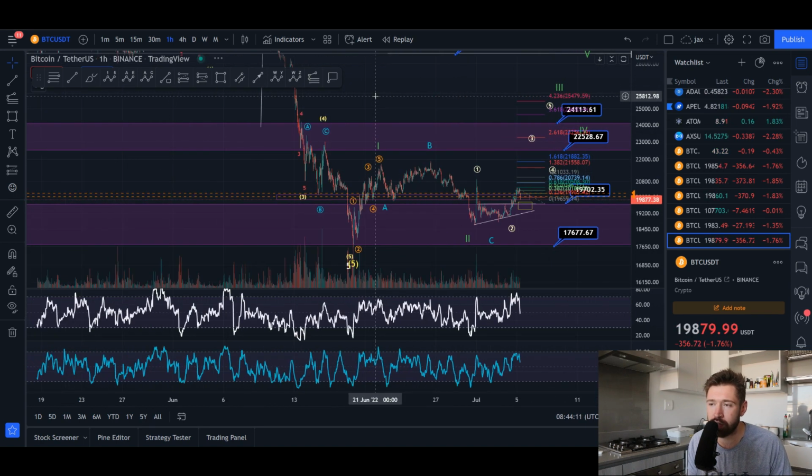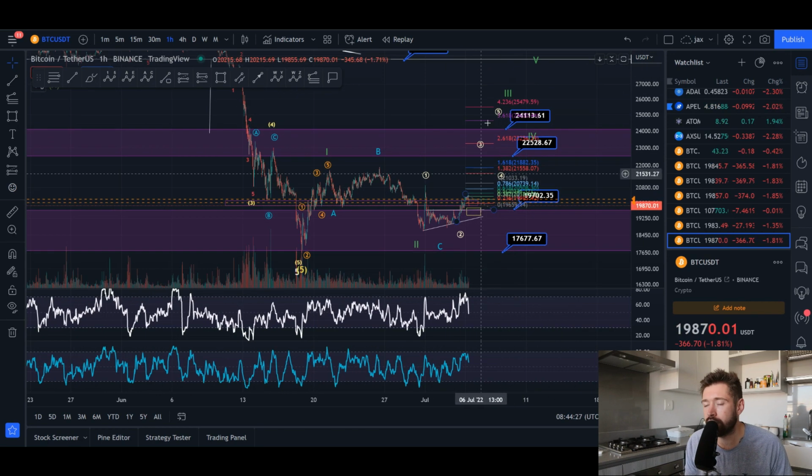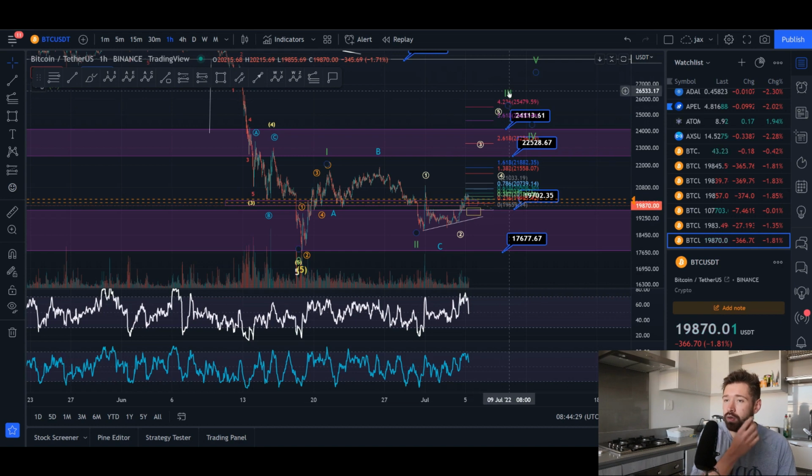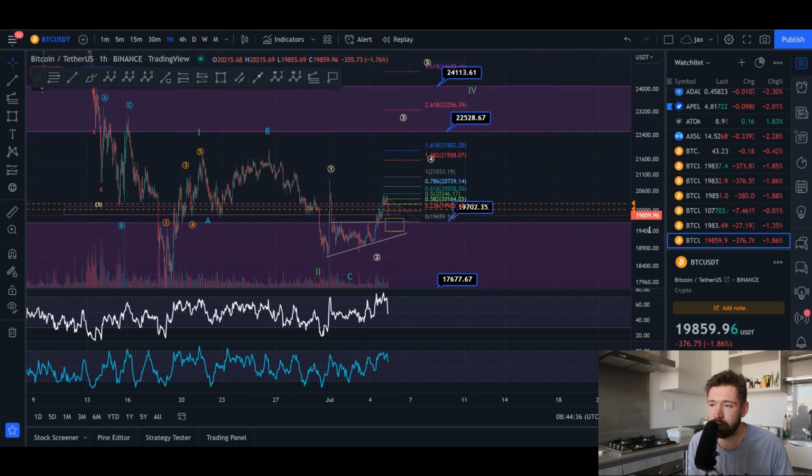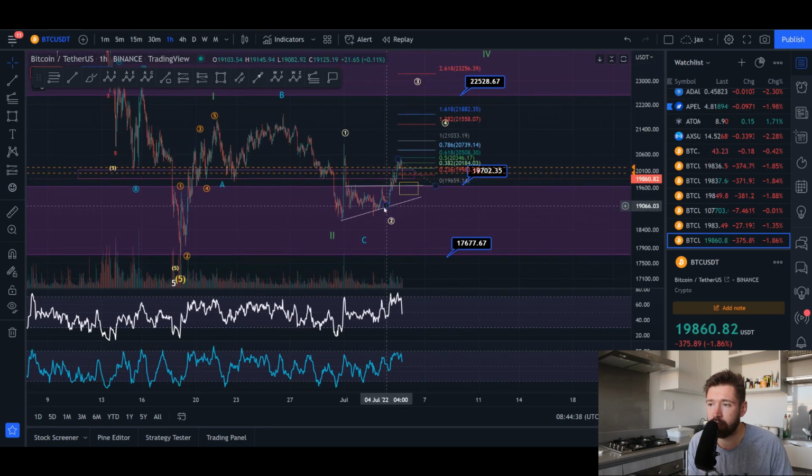As we've been covering here on the channel, here's a wave 1. We went through an ABC correction, so if we see that continuation to the upside here, then we're looking for that larger wave 3 that could take you all the way up to about 25 to 26K for our friend BTC. Now the way to invalidate that is for us to come all the way down and break this wave 1 low. That would invalidate that structure, and then I think you'd be coming down to about 17.6K.